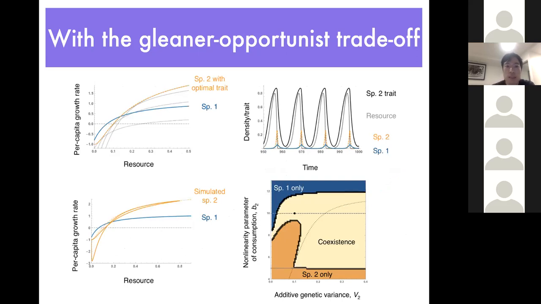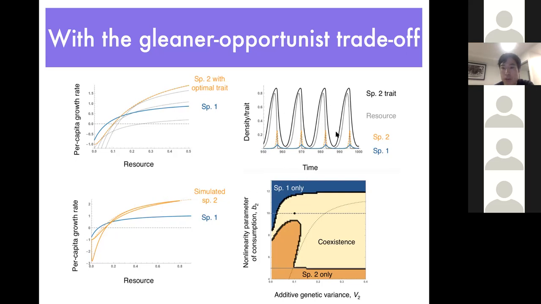And then we found that rapid evolution can broaden the parameter space for coexistence. So the top right figure shows the functional response, the per capita growth rate of non-evolving species 1 and the evolving species 2. And the gray lines are showing the per capita growth rate of species 2 with a certain trait value. And when species 2 does not evolve, it is very difficult for this species to coexist with species 1. But with evolution, this can produce the greener-opportunist trade-off, and it's very easy for them to coexist. And the resultant trajectories of the per capita growth rate look like this.